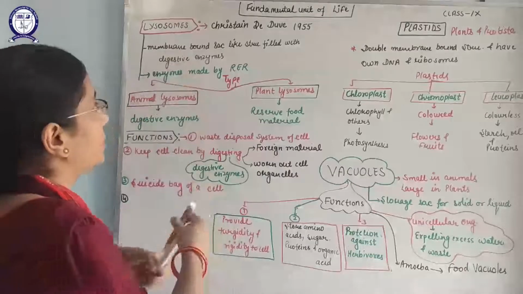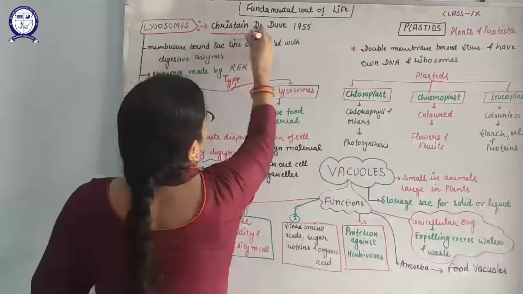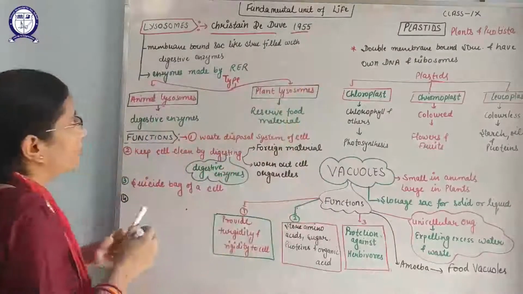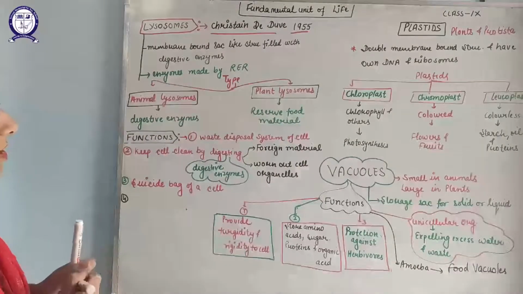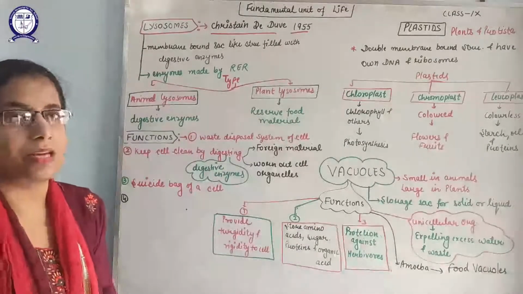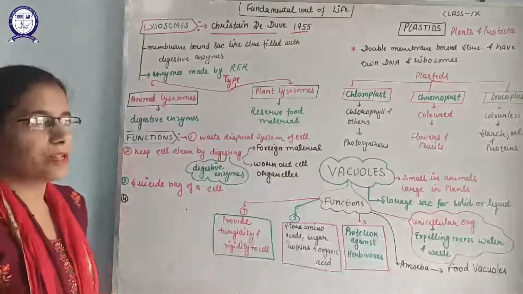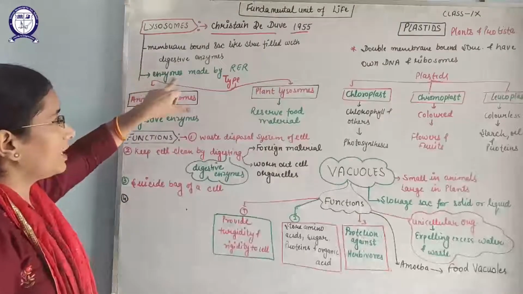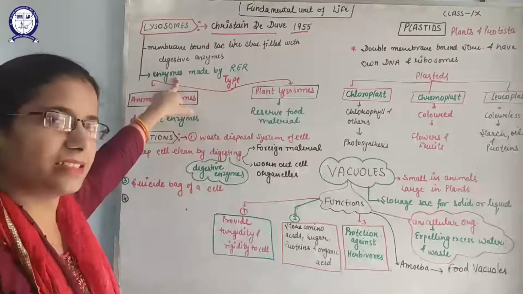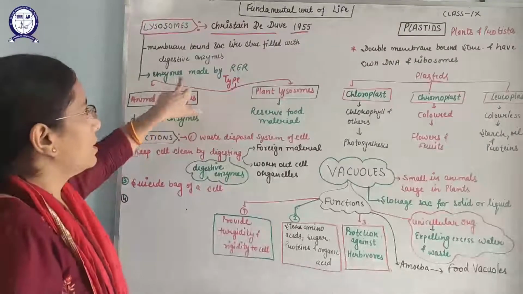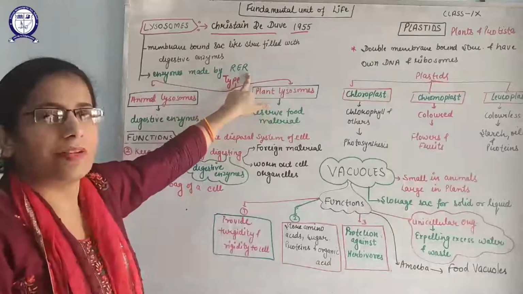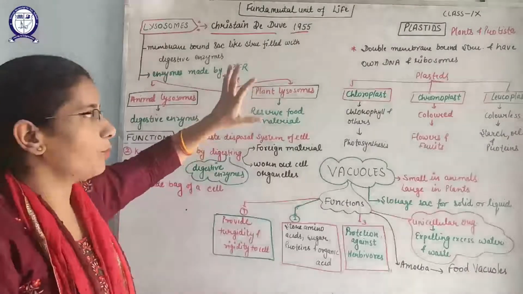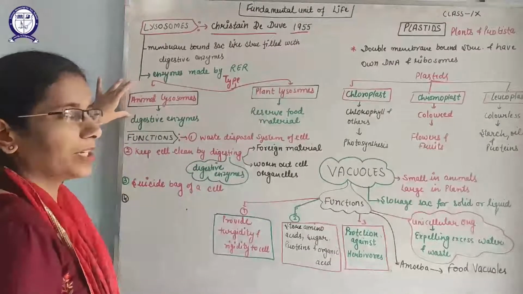Lysosomes were discovered by Christian de Duve in 1955. These are membrane-bound sac-like structures that are filled with digestive enzymes. Those digestive enzymes are known as lysozymes. The lysosomes, which are filled inside, are made by the rough endoplasmic reticulum. These lysosomes are divided into 2 categories.